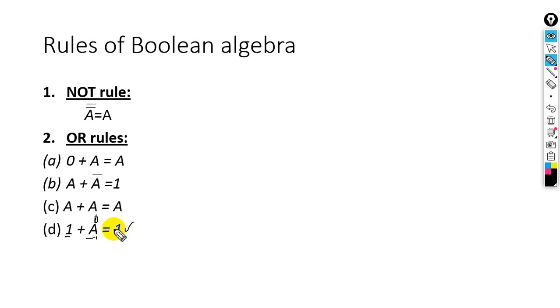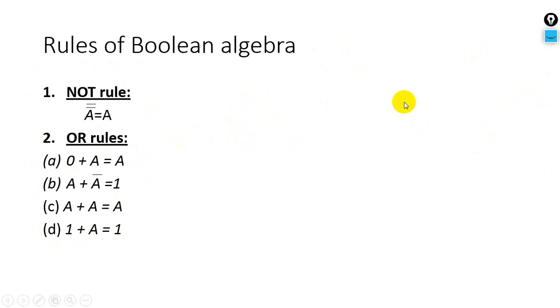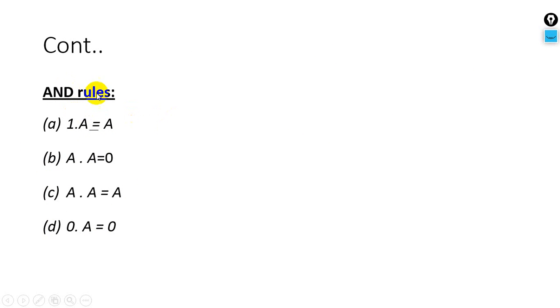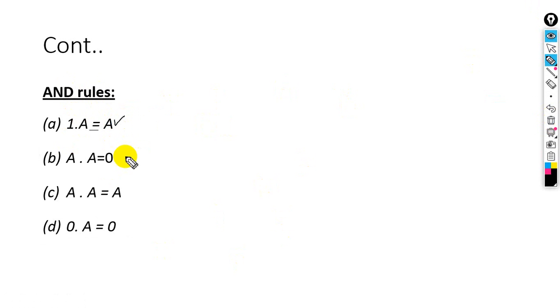Okay, so these were the rules of OR operation and NOT operation. So next, we have the rules of AND operation, the AND rules. So what are the AND rules? Here we have this one, this and this.